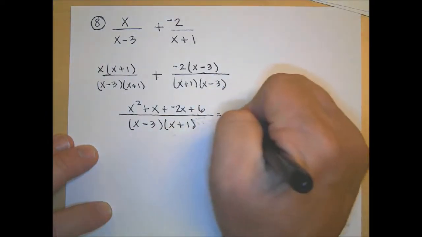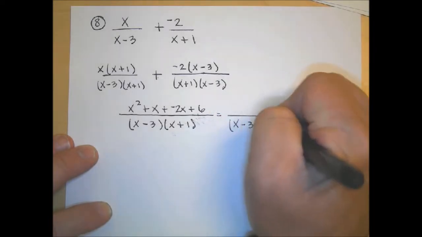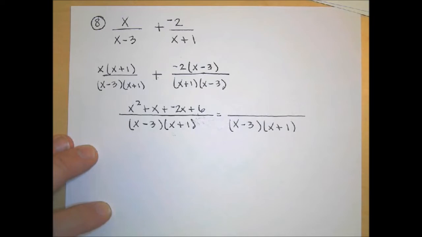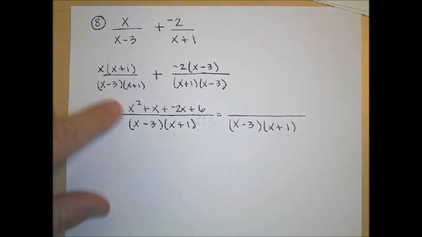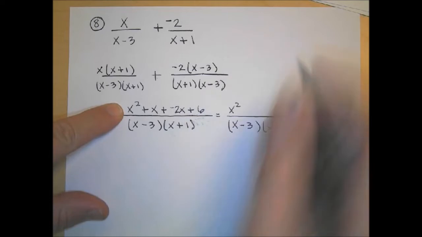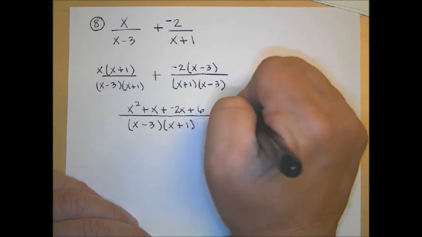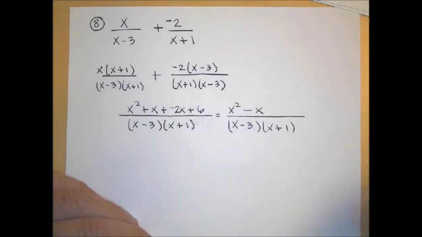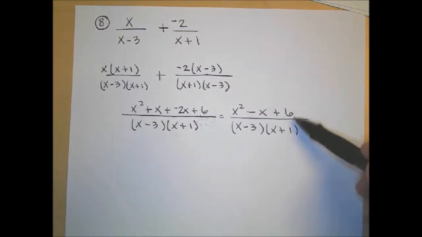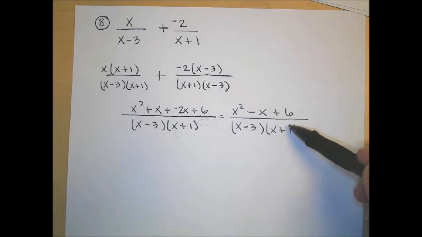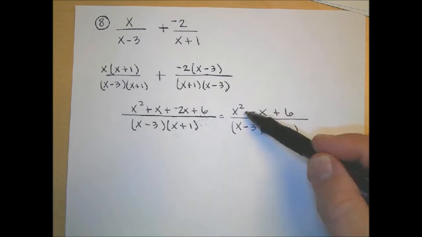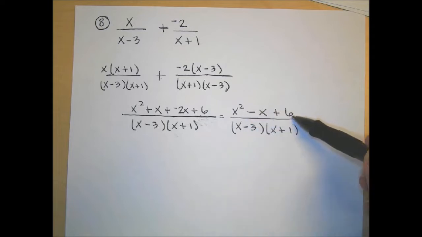So I'm going to continue with my denominator, x minus 3 times x plus 1, and now I'm just going to simplify my numerator. I don't have any other x squared, so I would have an x squared, a positive x, and then plus a -2x would be a negative x, minus x, and then plus 6. Now at this point, if I could factor the top, I would. I would factor it and then see if anything cancels. But I can't. This is not a factorable trinomial, so at this point I'm done with that problem.